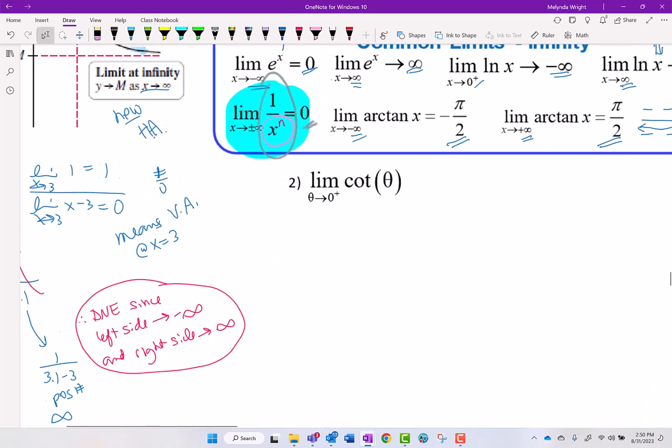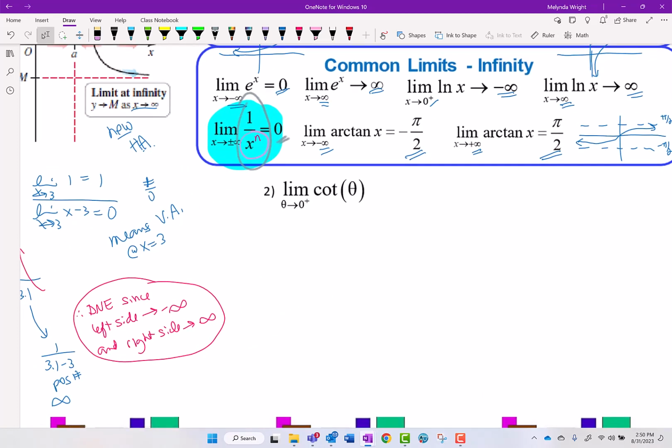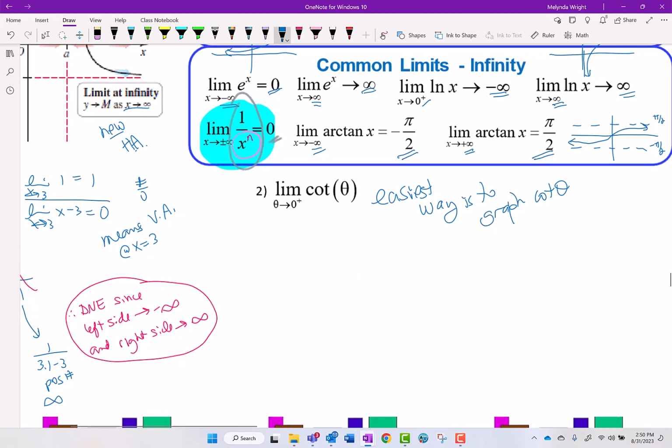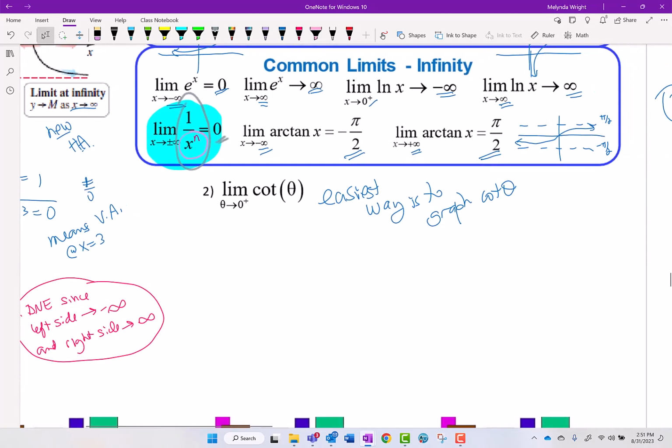Okay, this cotangent one, I would plug in a 0, cotangent of 0, and that's not defined. So the easiest way for this one is to graph cotangent theta. I'm sorry to say that. It's the easiest way. So you probably thought in Algebra 2 and pre-cal, why are we graphing so much? This is why we graph so much. It's because of calculus. Okay?